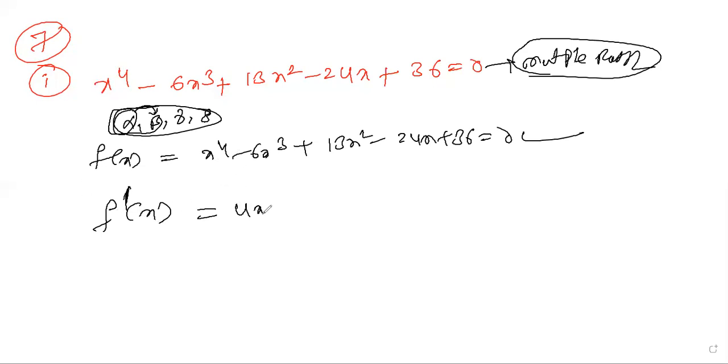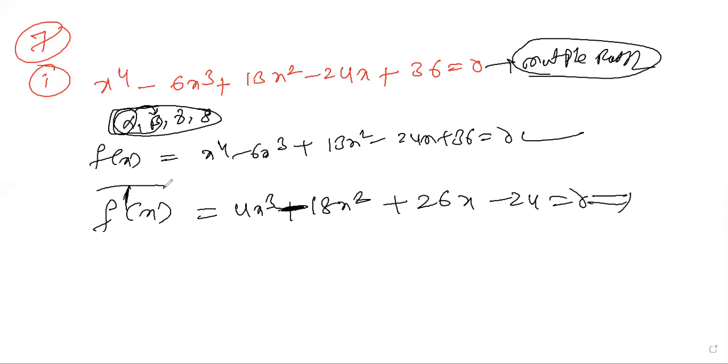X power 4 gives 4x cube. 6x cube gives 3x square times 6, which is 18x square, with minus sign. 13x square gives 26x. Minus 24. Am I clear? So f dash of x is 4x cube minus 18x square plus 26x minus 24, equal to 0. So solve f dash of x.